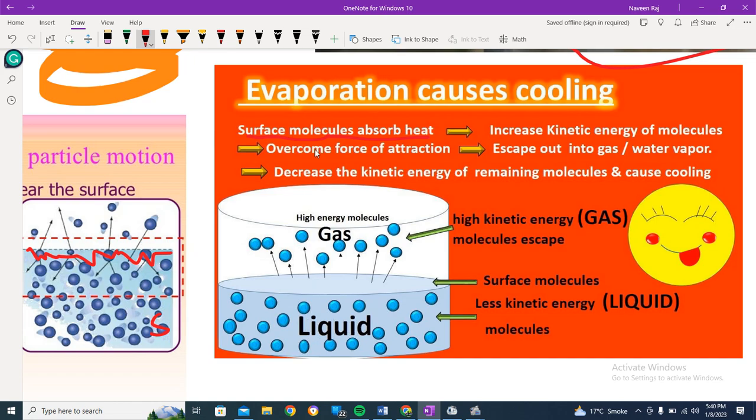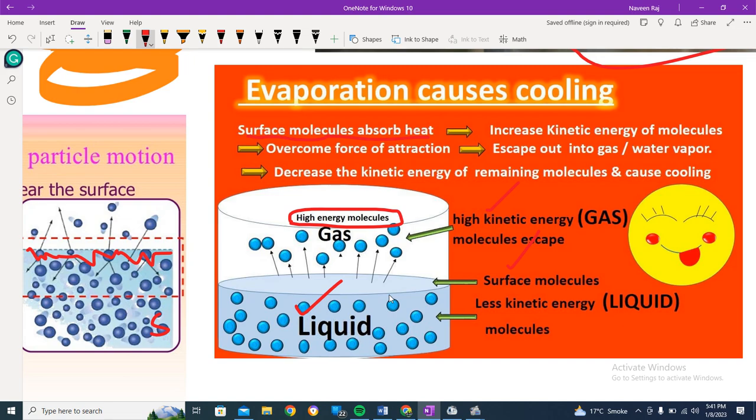Here you can see the gas molecules are high energy particles, while the liquid is what is left behind. High kinetic energy molecules escape, and surface molecules have less kinetic energy. Well, let's talk more on it. The spontaneous change of liquid into vapors at any temperature is called evaporation. Every liquid has its own point of evaporation.